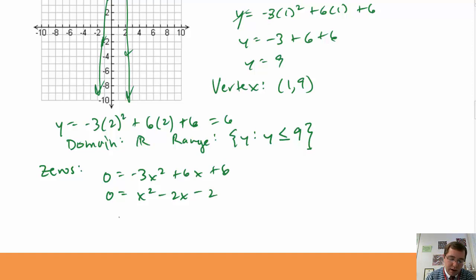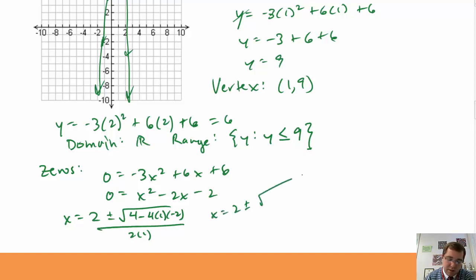I'll still do it by the quadratic formula. So x equals negative b, that's 2, plus or minus the square root of b squared, which is 4, minus 4 times 1 times negative 2, all over 2 times 1. So x equals 2 plus or minus the square root of 4 plus 8, which is 12, over 2. Square root of 12 is the square root of 4 times the square root of 3, which is 2 radical 3. So this gives me 2 plus or minus 2 radical 3 over 2. The 2's will all cancel. I get 1 plus or minus radical 3. So those are my zeros.